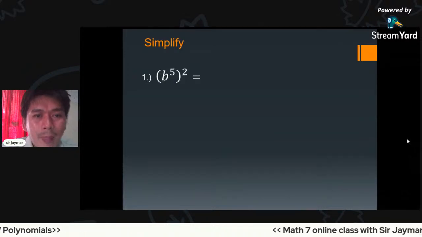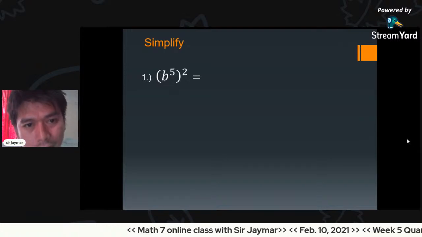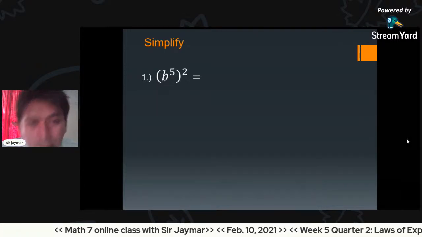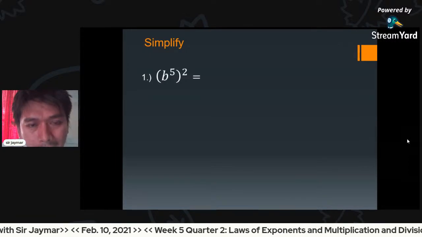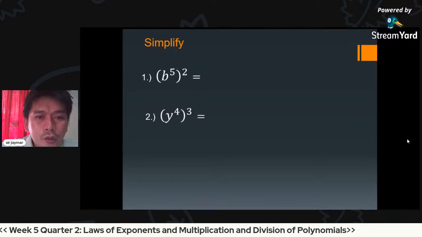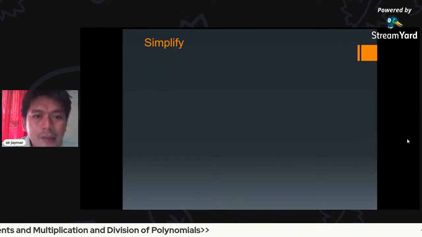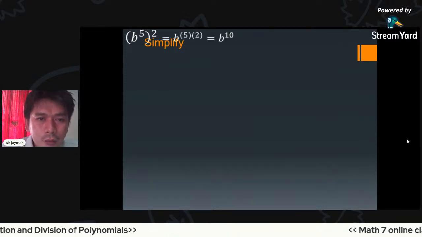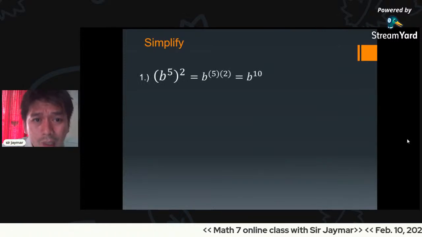Okay, next. Simplify this one. Try to answer this at home today. Let me see if you got the correct answer. So try this one, and then the result will be shown on the screen afterwards. Okay, just 1 minute. You can answer this.